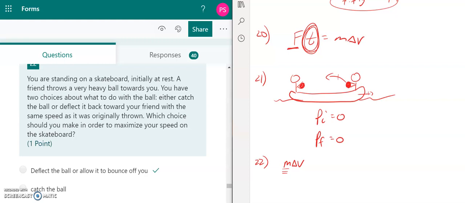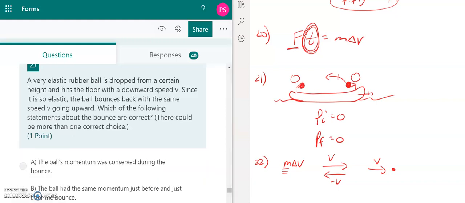But the biggest change in velocity is when the ball bounces away from you, changing directions. Right, going from v to negative v. That's a bigger change than v to stopped. So deflecting it would give you the biggest change in velocity.